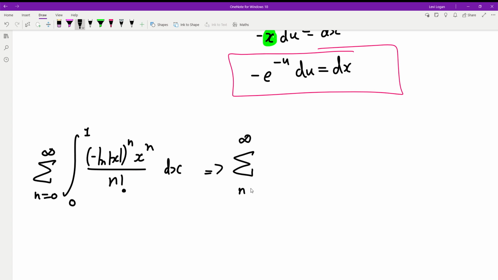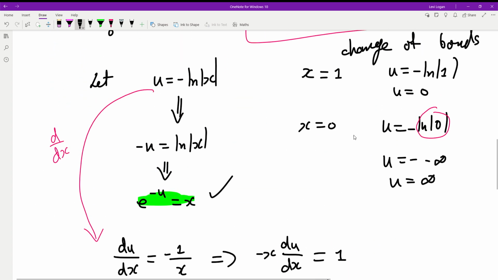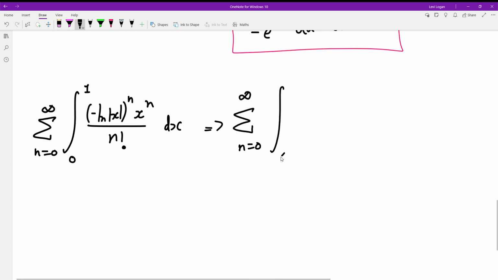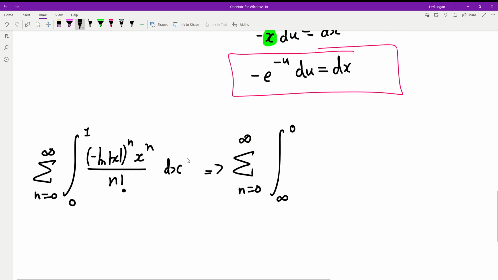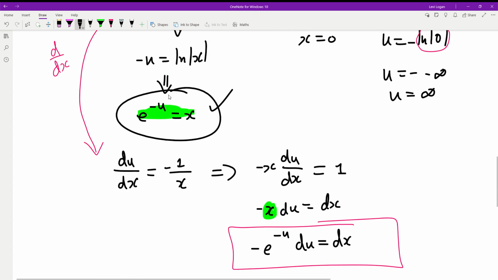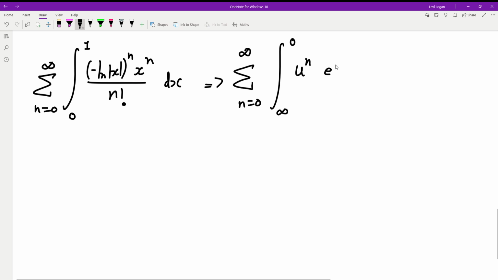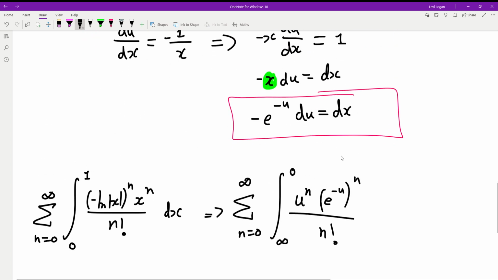It's from n equals 0 to infinity of the integral. Now, when x was 0, we said that was infinity, so infinity. When x was 1, we said that was 0, so that's 0. This here turns into u to the n. This term here, we know x is equal to this here. So what we have is e to the negative u all to the n, divided still by n factorial. And then dx, we literally just wrote here, is negative e to the negative u du.